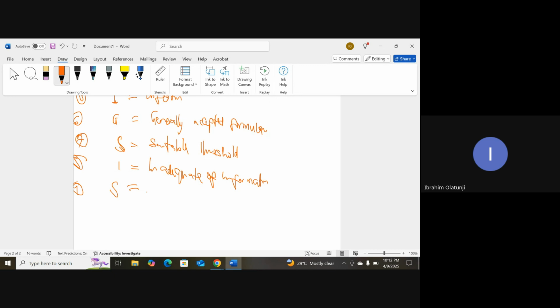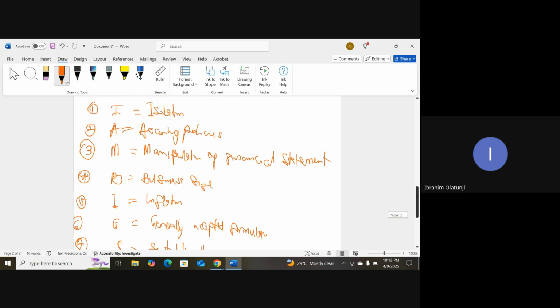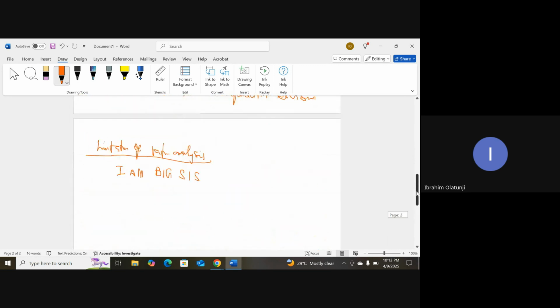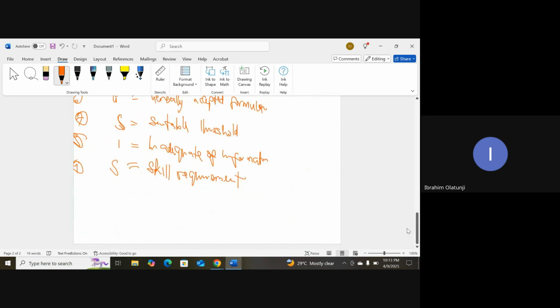And also number 9, which is the last, talks about skill requirement. Skill requirement. So all these are limitations of ratio analysis. Then let us now move to the application.